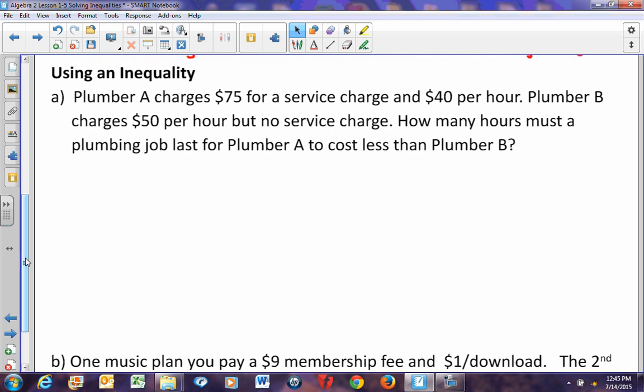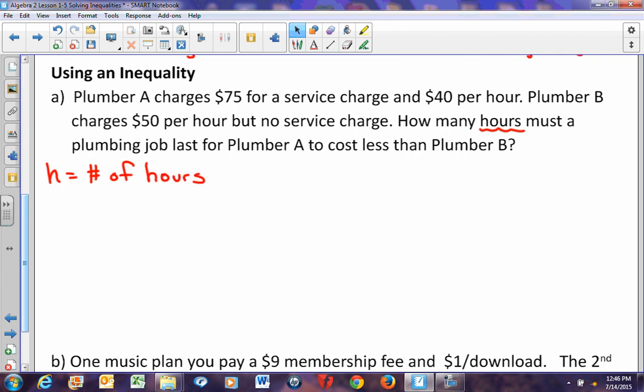Let's do a word problem. Plumber A charges $75 for a service charge and $40 per hour. Plumber B charges $50 per hour but has no service charge. How many hours must a plumbing job last for plumber A to cost less than plumber B? Okay, so we have two different plans here. We have plan A and plan B. First of all, I have to determine that we're trying to solve for how many hours. So that's my variable. I'm going to let H equal number of hours.